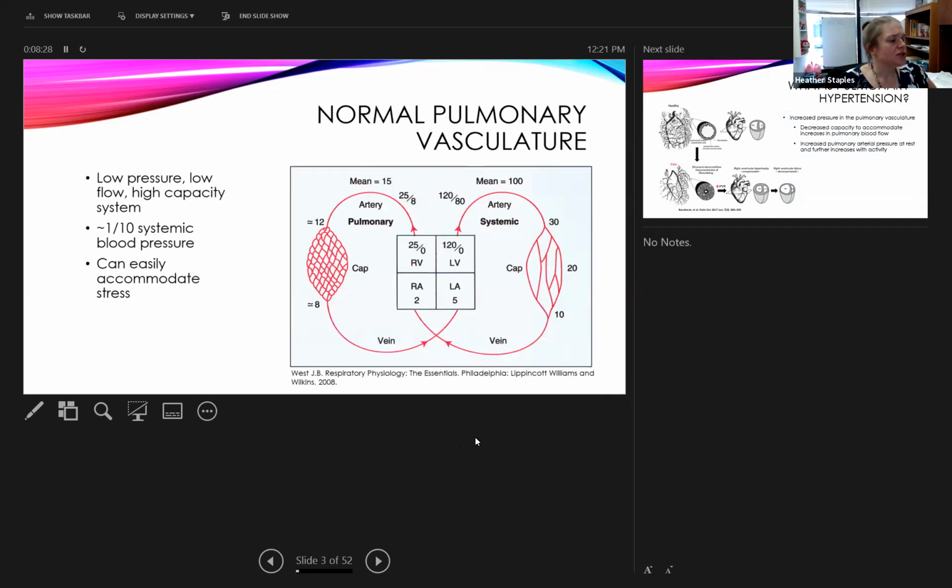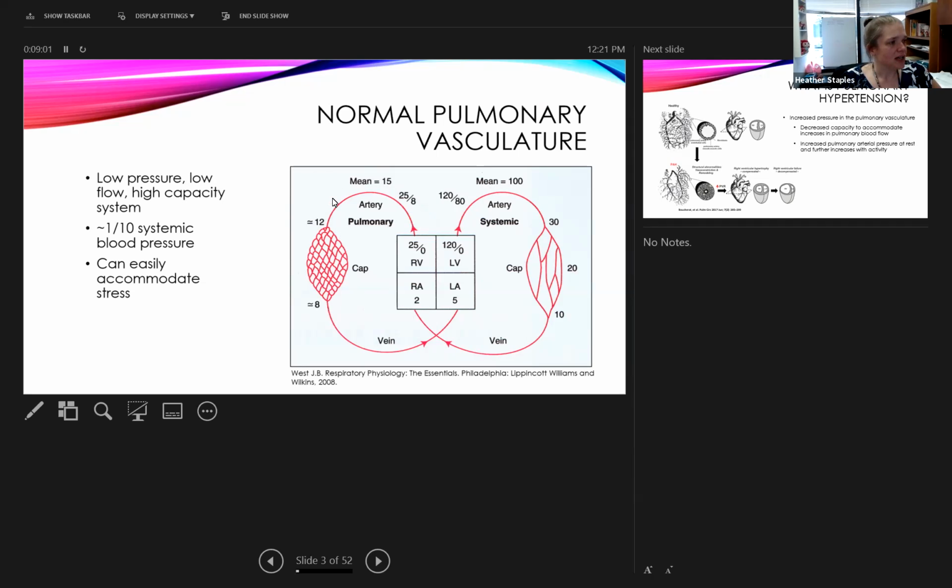So it's important to understand what normal is before we start talking about abnormal issues within the pulmonary vasculature. So if you look at this picture here, it shows you a pictogram of the pulmonary circulation versus the systemic circulation. And if you look at the top, you see the mean pressure in the systemic circulation would average 100 with a pressure of 120/80. Typically in the pulmonary pressures, you would see 25/8, which is about 15 mean average.